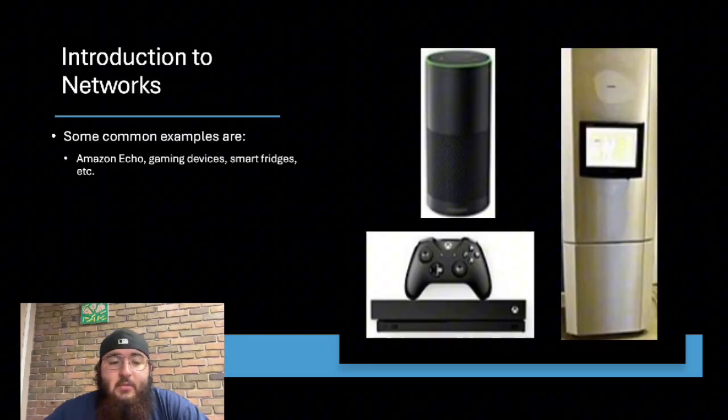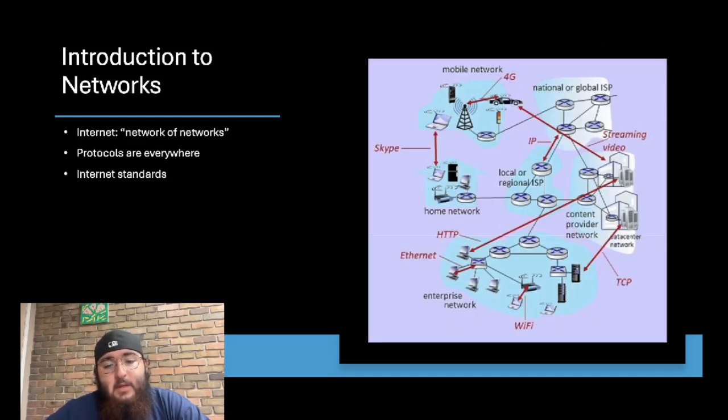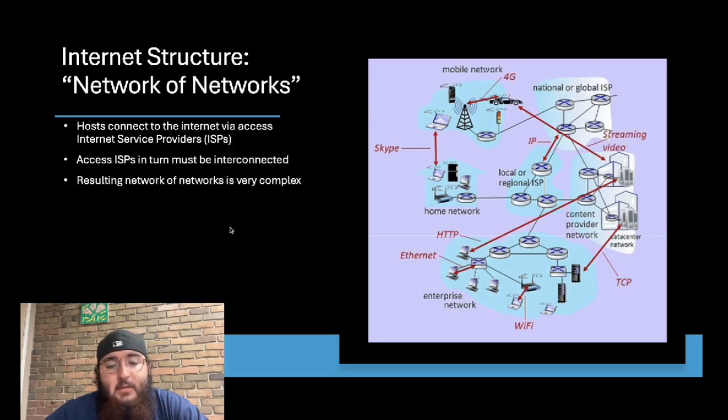So there are many examples of what a network can be. Some throughout your daily life could be through the Internet of Things, which, as some examples I have right here on the side, could be an Amazon Echo, gaming systems, and smart appliances. All these things use networks to connect to the internet. The internet is made up of multiple interconnected networks. There are protocols everywhere that must be followed and kept up with the internet standards. Devices connect to the internet through ISPs, internet service providers. The ISPs are also interconnected, making a web of networks, which ends up making a very complex ecosystem of sorts, which makes it rely on each other.